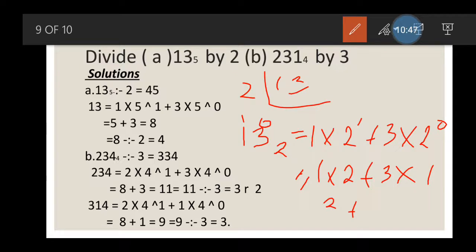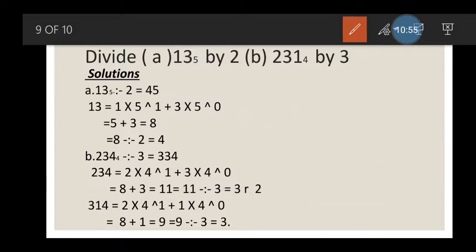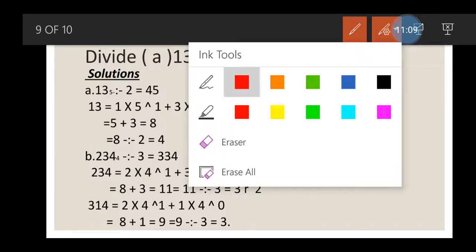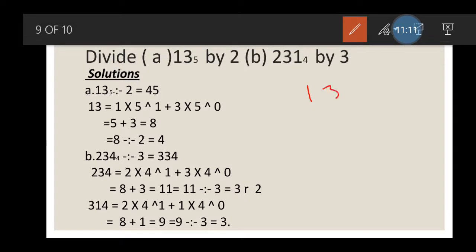Oh no. Okay, I think there's a mistake, let me take this again. Sorry, this particular aspect again. So we are looking at 13 base 5. I've seen the mistake. 13 base 5 divided by 2.